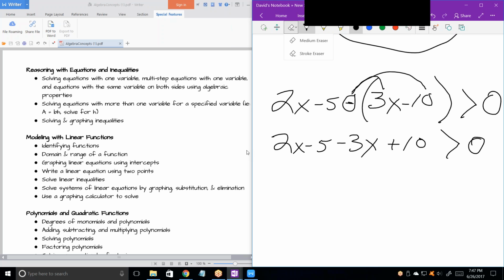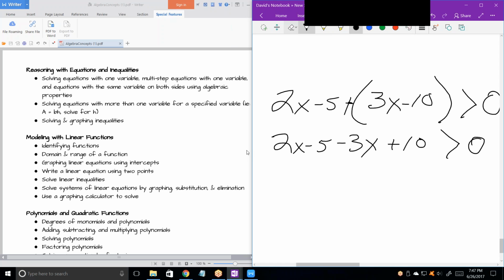Always make sure, and it only matters when it's a negative sign. In other words, if that was a positive sign, then I could just drop the parentheses and everything would stay the same. But when it's a negative sign, you have to make sure you distribute it to both of the terms that are inside the parentheses. Okay? So now I've properly gotten rid of the parentheses.